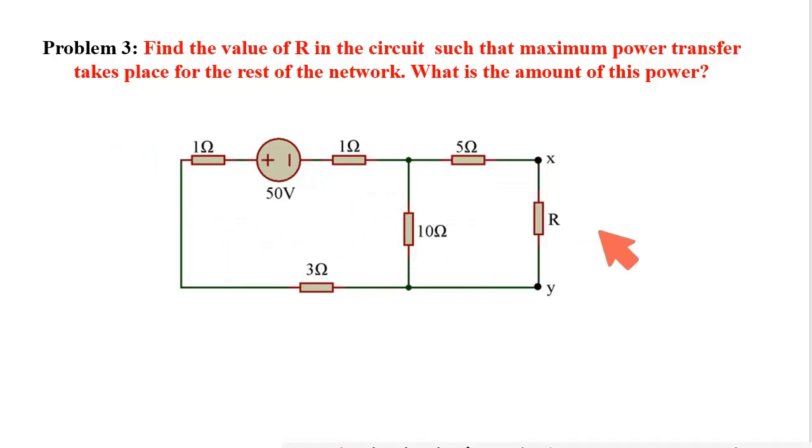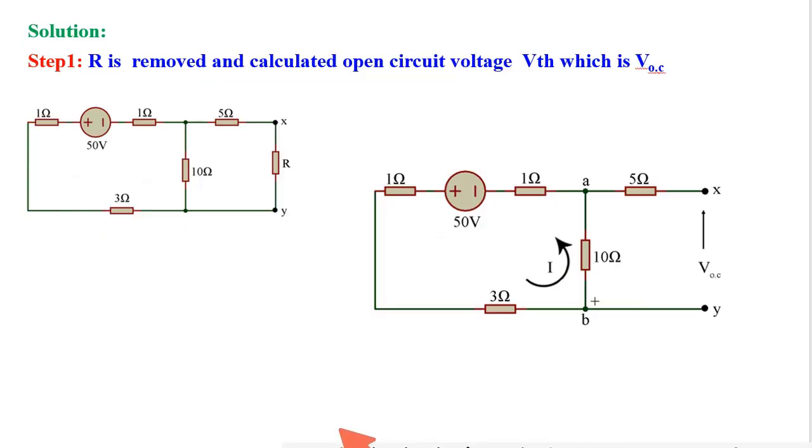Problem 3: I need to find the value of this load resistance to get the maximum power from the rest of the circuit, and also calculate the maximum power at this load. I am following the maximum power transfer theorem. First I need to find VTH. For that I am removing this load and calculating this open circuit voltage.